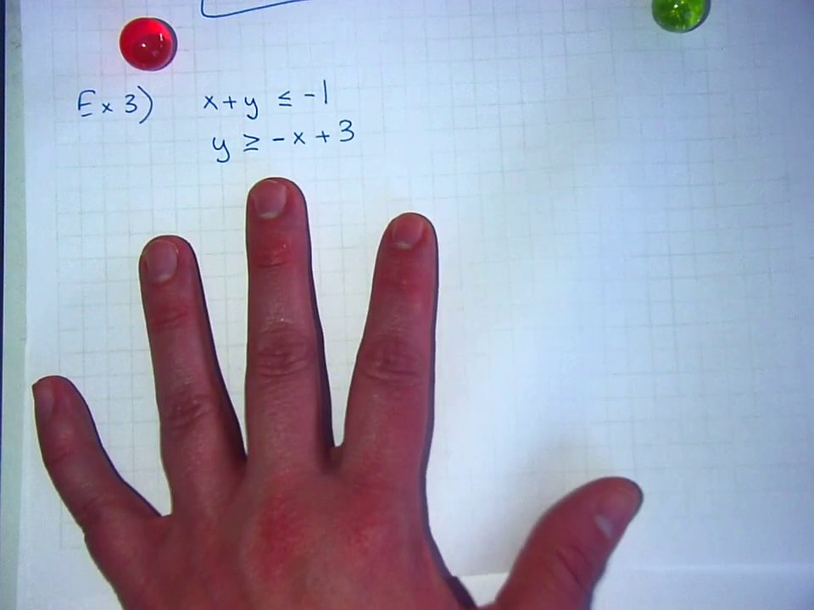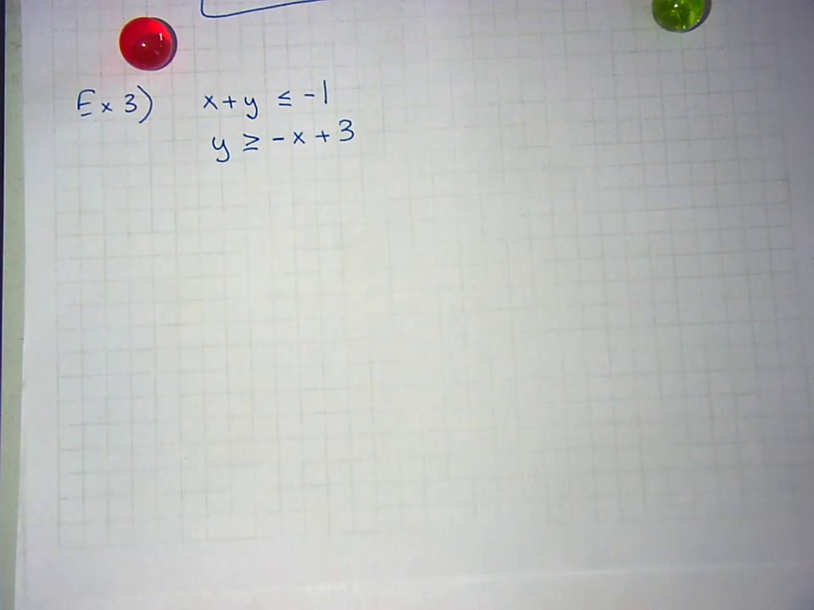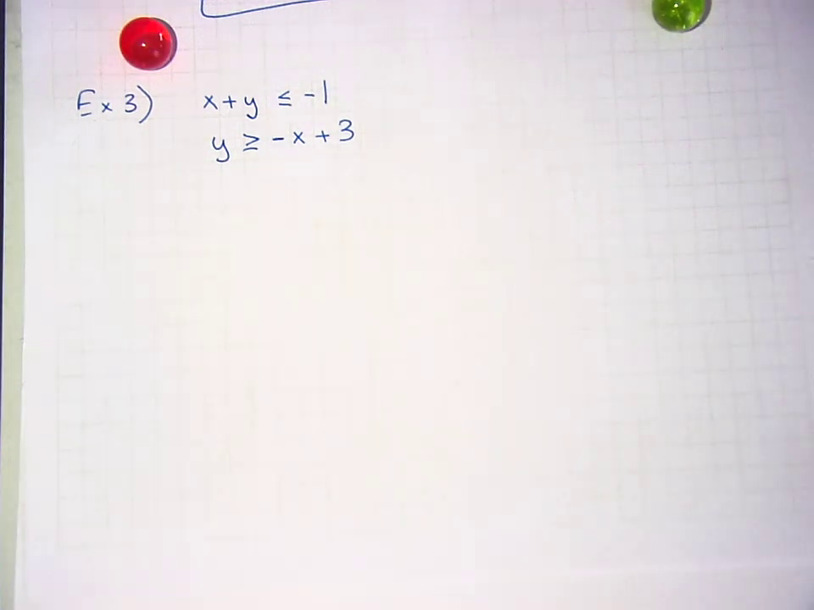So y equals mx plus b. These are the two that you're trying with your partner. Notice that one already looks like y equals mx plus b. One doesn't. Talk to your partner.